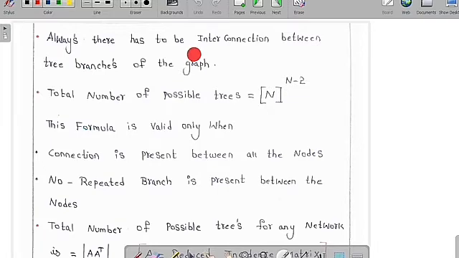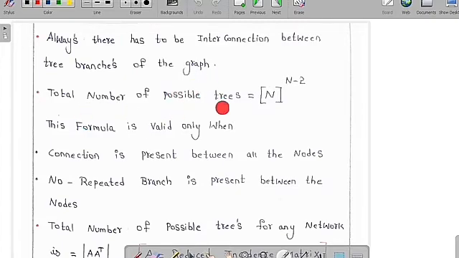Always there has to be interconnection between the branches of the graph. Means we can say that there will be nothing like isolation. Even one node cannot be isolated; all things are going to be interconnected. Means all the nodes should be interconnected. There will be nothing like isolation. That is the reason there has to be interconnection between the branches of the network.